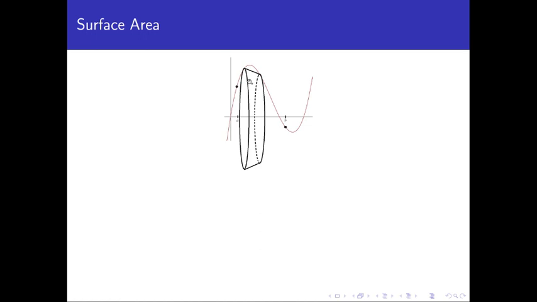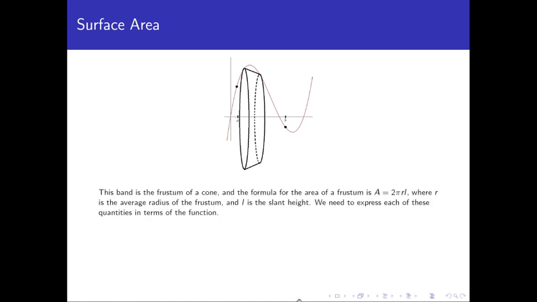Okay? So what I mean by approximating using a band is think about if we had that line segment across the curve on the ith subinterval. When I rotate that line segment, I get this band. I get what's referred to as a frustum of a cone. So this piece here would give you what's referred to as the lateral surface area of the frustum. Okay. And it's true in general that the lateral surface area of the frustum is 2 pi RL. R is the average radius of the frustum.